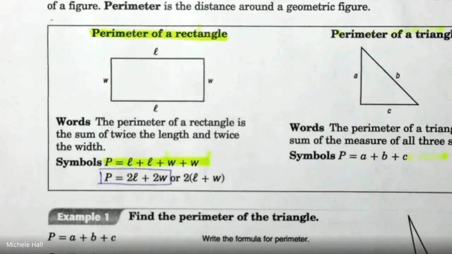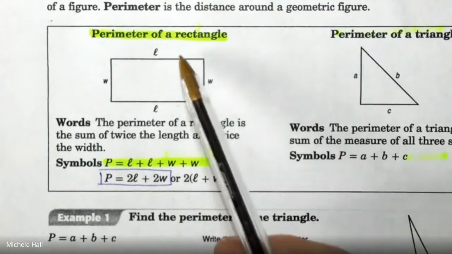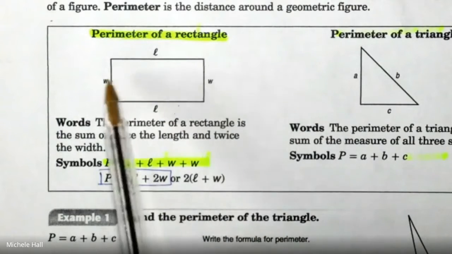However you want to think about it. If this is new to you and you want to just add up all the sides going around, fine. We know that opposite sides of a rectangle are the same. Opposite sides are the same.